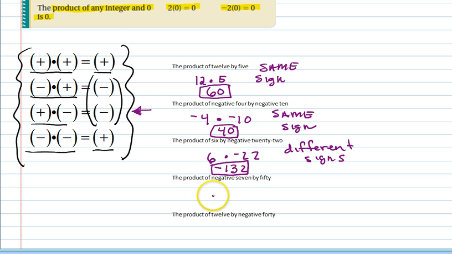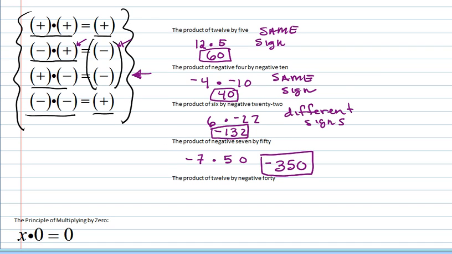Now I have the product of negative 7 by 50. Okay, so we have a negative and a positive. My solution is going to be negative. So I'm going to go ahead and multiply 7 times 50, and I get 350. This rule tells me that the answer or the product is negative, so negative 350.